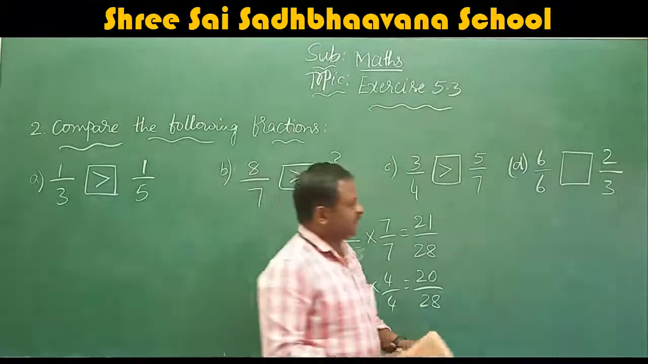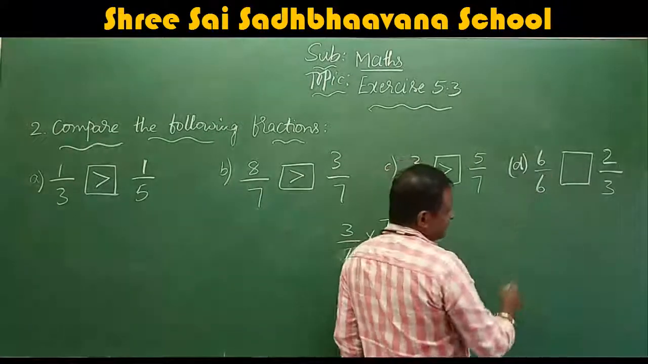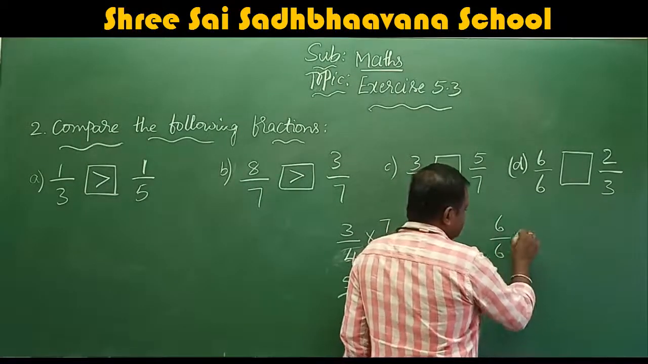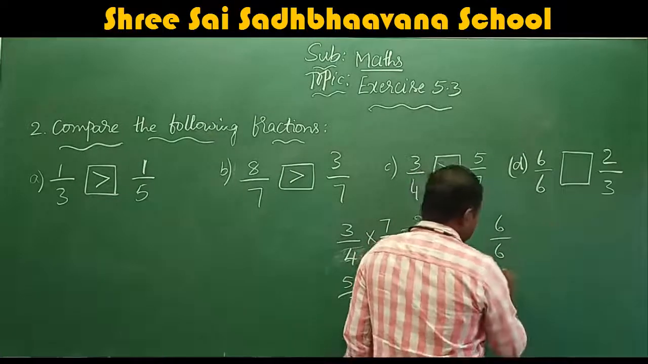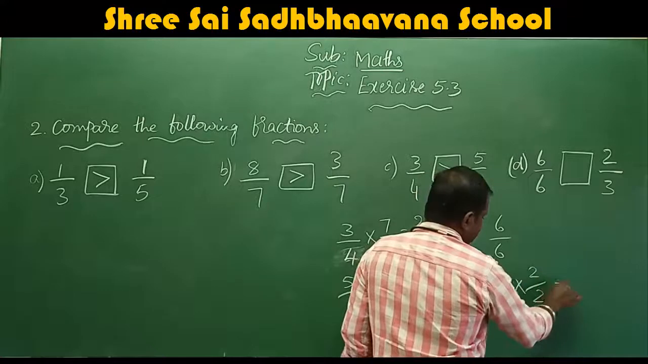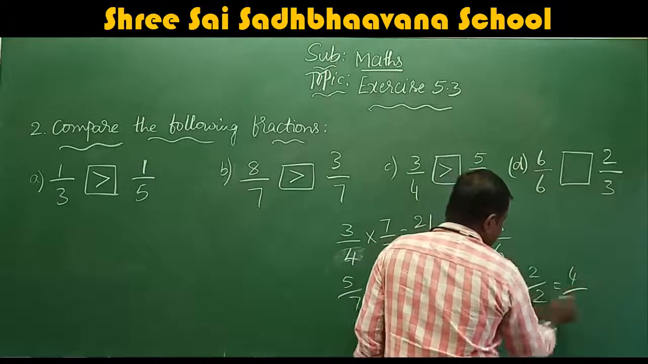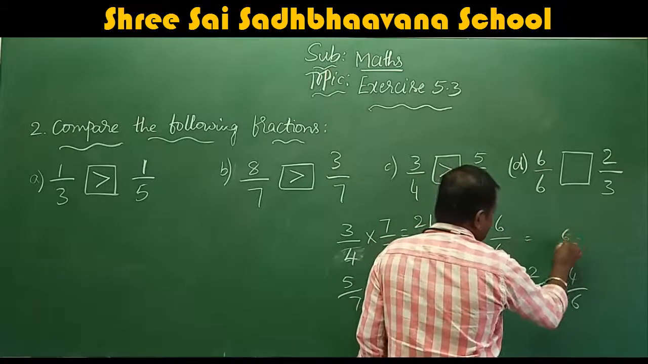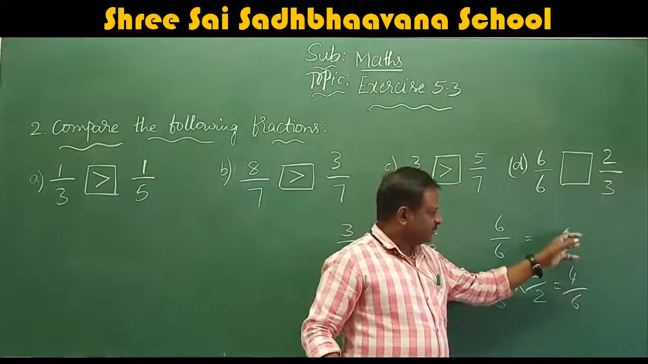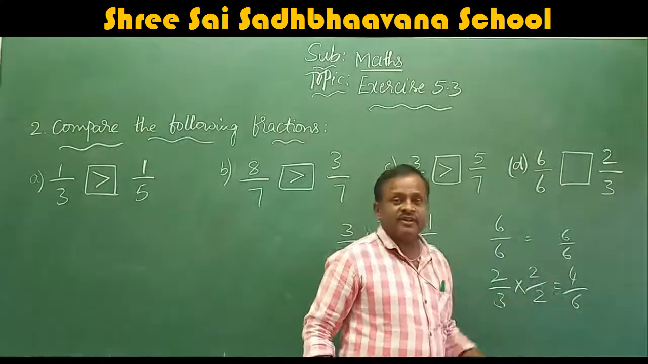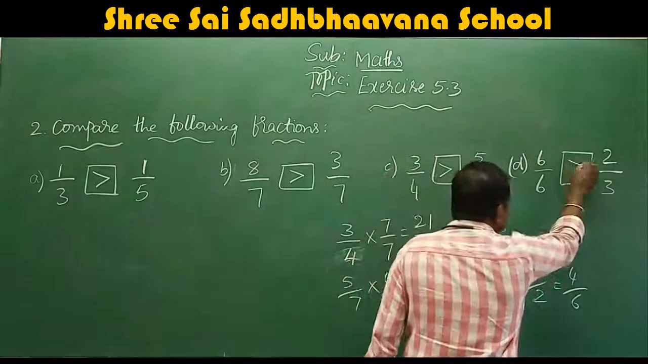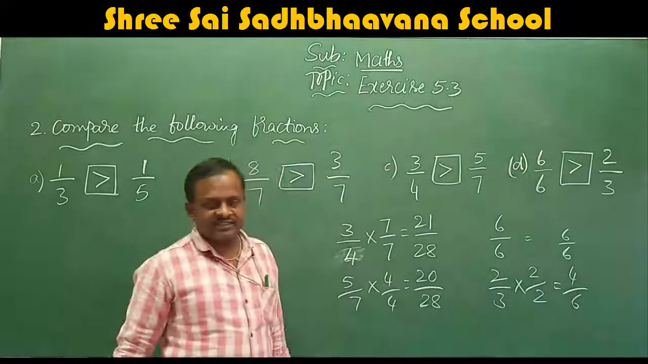Once again, come to here. 6 by 6. If you have doubt, you keep this 6 by 6 as it is and take this 2 by 3 into 2 by 2. 2 2s are 4, 3 2s are 6. This is 6 by 6. Here both the denominators are same. Numerator, this is 6 and this is 4. Which is greater? 6 is greater. So 6 by 6 is greater.